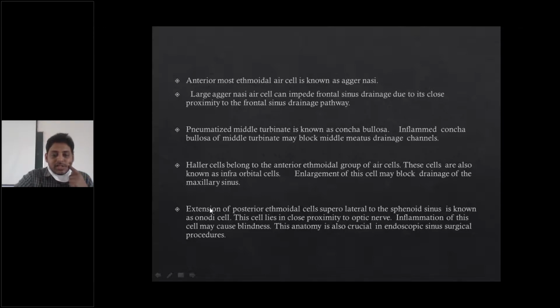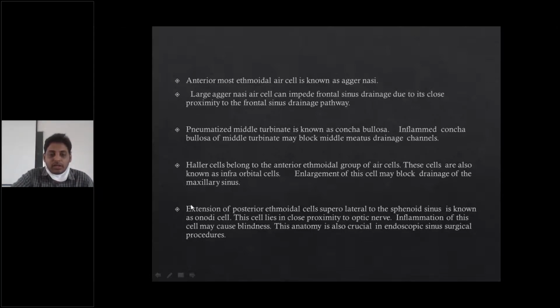Another posterior group cell is the Onodi cell. As we said, it is an extension of this posterior ethmoid cell superolateral to the sphenoid sinus, so it is also known as the sphenoethmoidal cell or Onodi cell. Because of this pneumatization, we should be very cautious because of the close proximity of the optic nerve and internal carotid artery to this Onodi cell in the sphenoid sinus. Any inflammation or infection of the sphenoid sinus may cause blindness or optic nerve damage, especially during endoscopic sinus surgery.